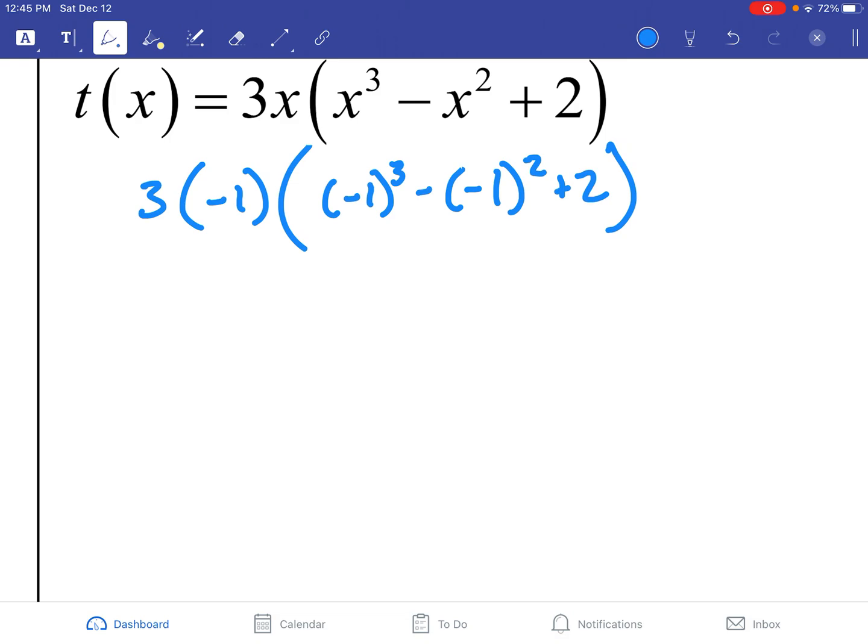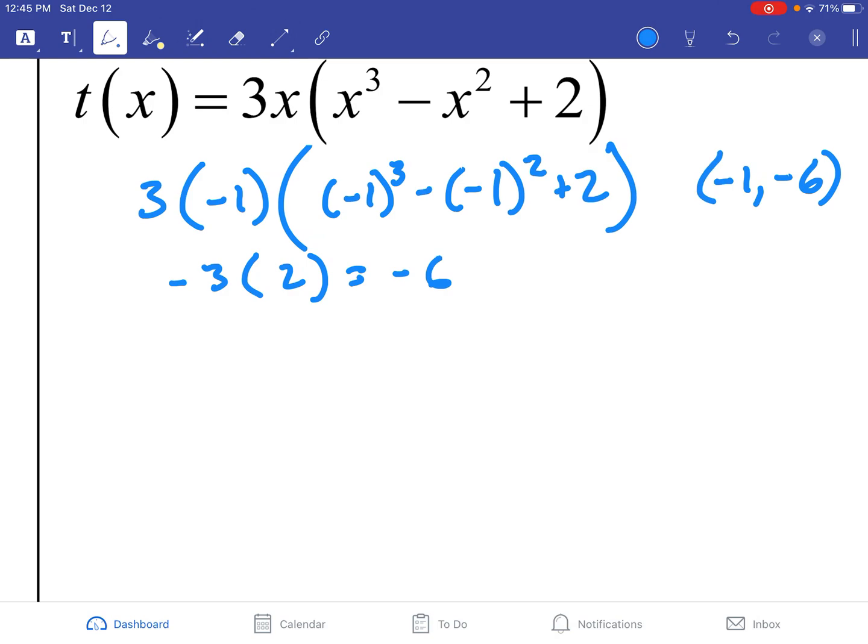All right, notice I put all the -1s in parentheses themselves to organize the information better. It's really important to do this because when you're squaring negative numbers, it causes you to have problems if you don't put them in parentheses. So this gives you negative 3, and then inside you have negative 1 minus 1 plus 2, which gives you 2, which gives you negative 6. So our first point is negative 1 comma negative 6.